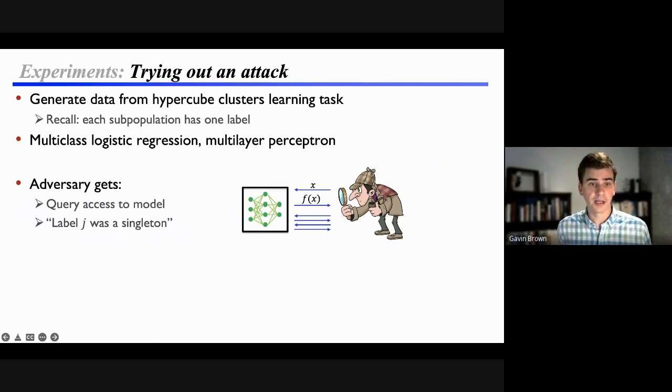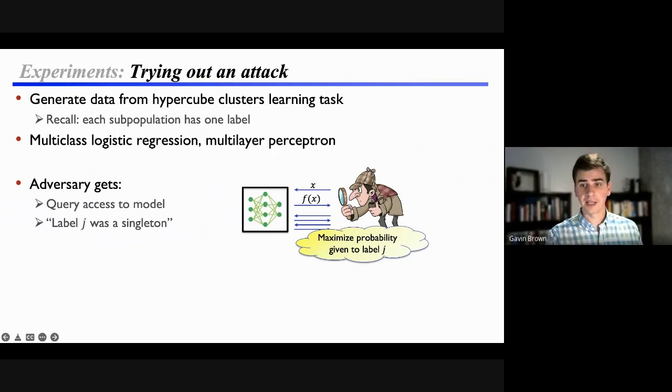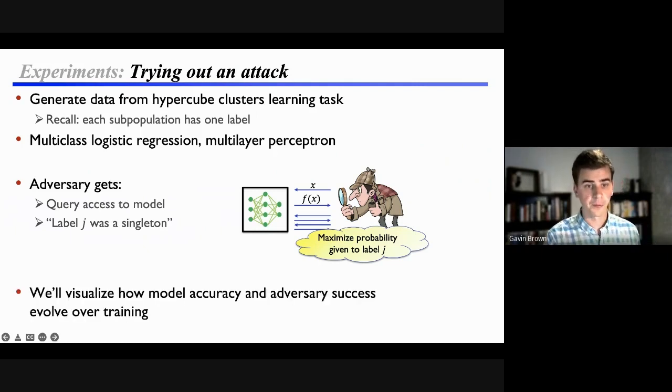We'll give an adversary query access to the trained model. And we'll also tell them label J was a singleton. It's kind of side information to make things cleaner. The adversary, in this case, is just going to do something very simple. It's just going to, for instance, maximize the probability that the classifier gives to label J, find some X that the classifier really thinks comes from label J. We'll visualize how the model accuracy and the adversary success evolve over the training process.